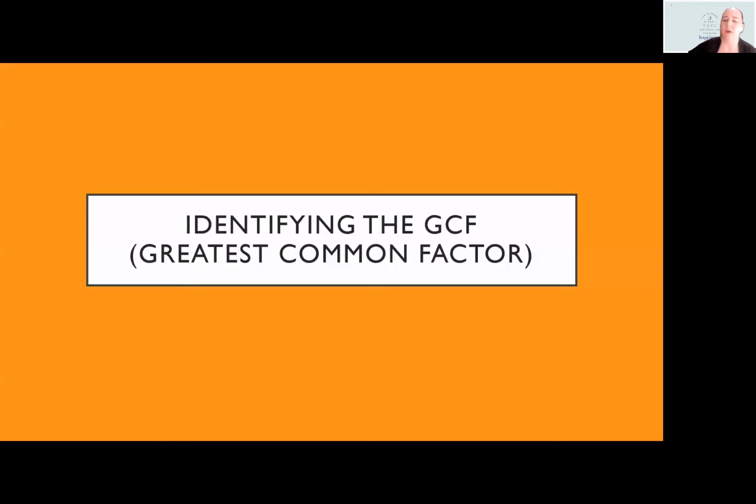Okay, so today I'm covering how to identify the GCF, which is the greatest common factor. One of the things that we're doing this week, actually, the only thing we're doing this week, is factoring. And one of the steps is to factor out the greatest common factor. So you have to kind of know what it is first, so you know how to factor it out and then continue with your factoring.